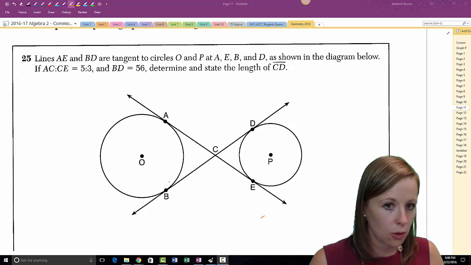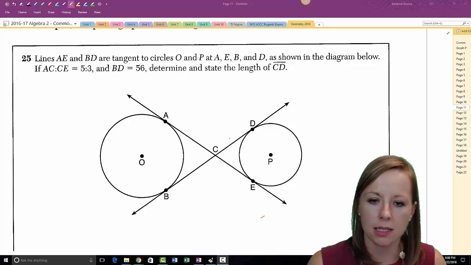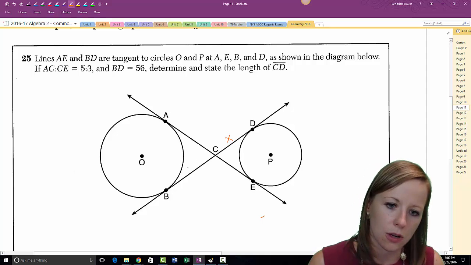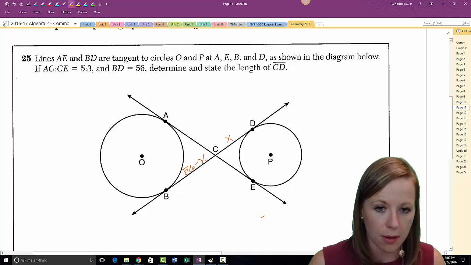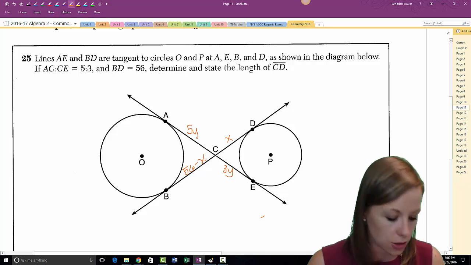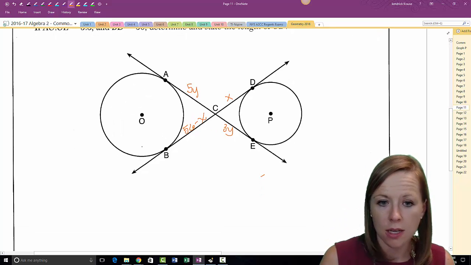Okay, so we know that BD is 56. So if I call this X, my favorite letter, then this is whatever's left over. If X is 2, it's 56 minus 2. So 56 minus X is what I'm going to call BC. Then I know that my pieces are in a ratio of, let's say, 5y to 3y. That's just their ratio. So I'm going to go down here and set up a proportion.